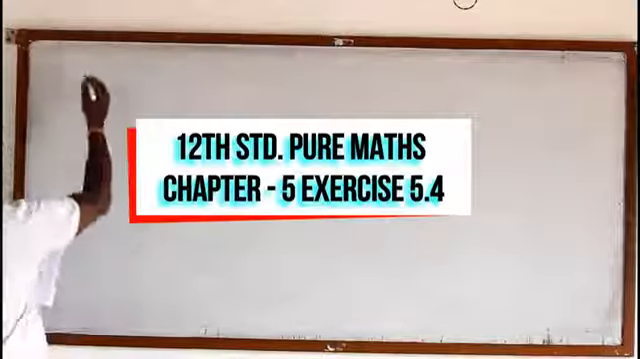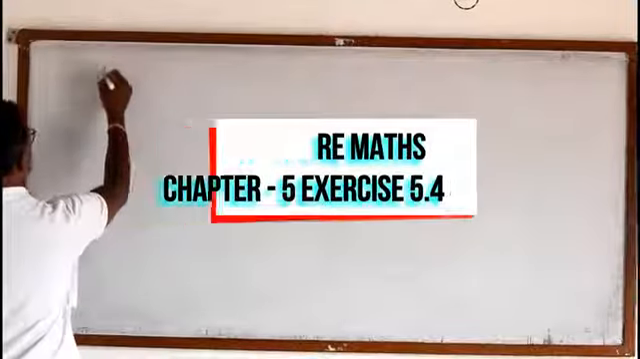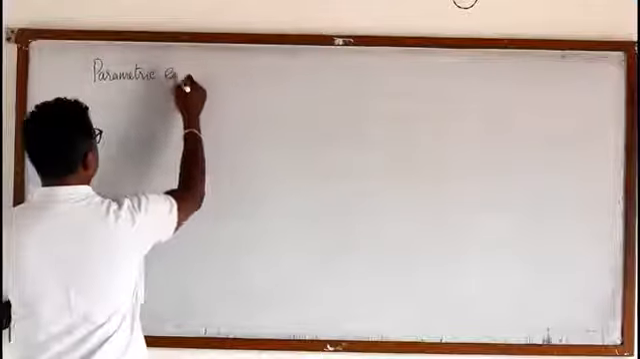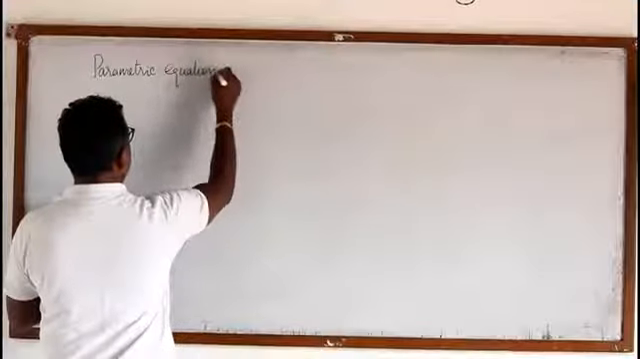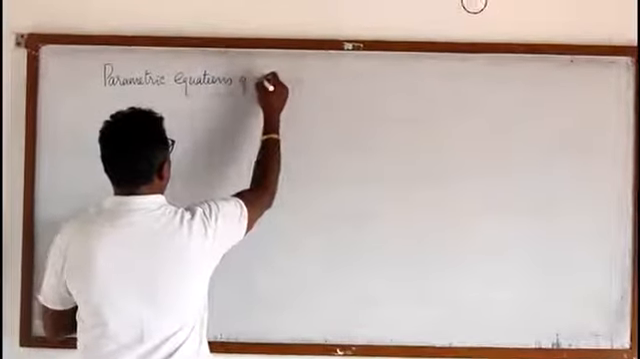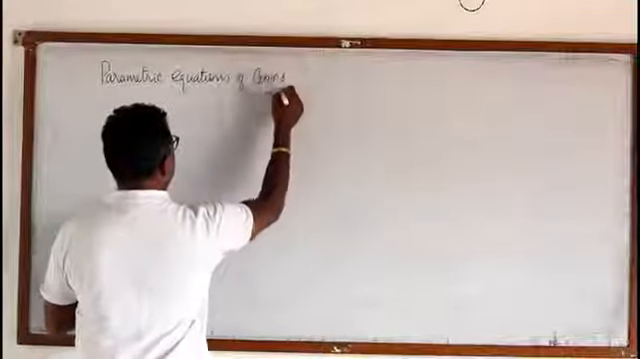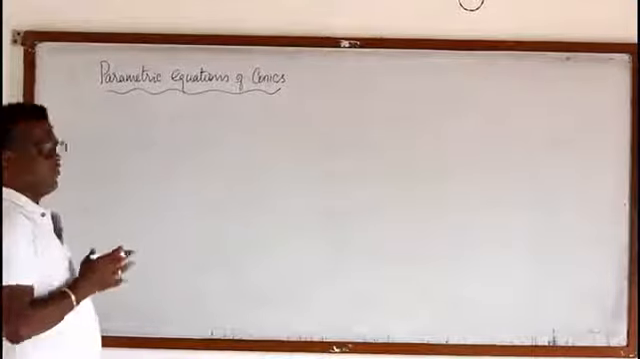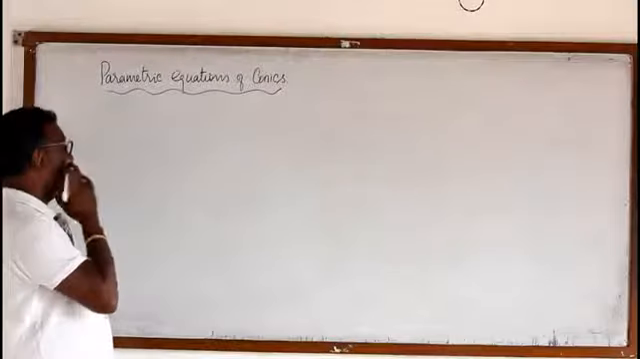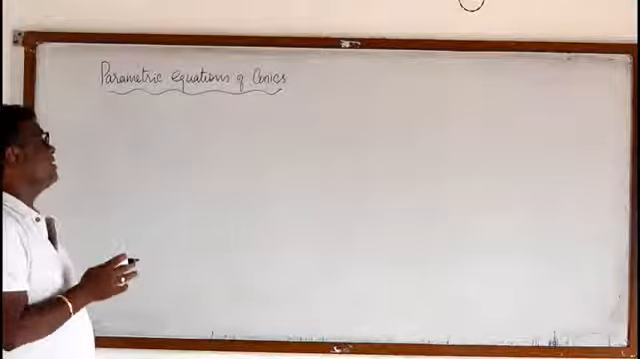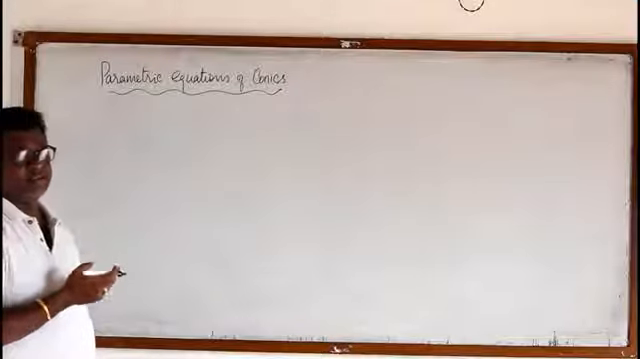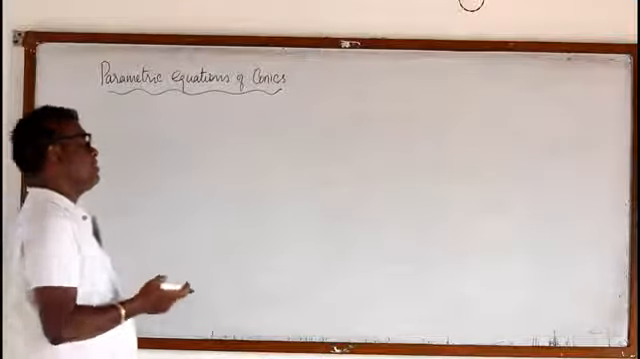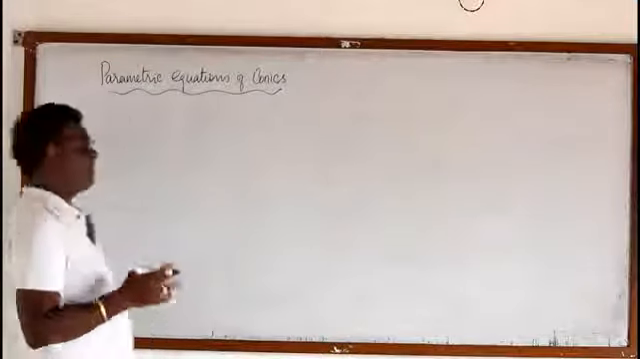Today we are going to study something about conics. So the first topic is parametric equations of conics. All the conics will have an equation, but for all the conics there is also another equation called auxiliary equations. They are called parametric equations or polar equations. For each conic, there is a parametric equation.